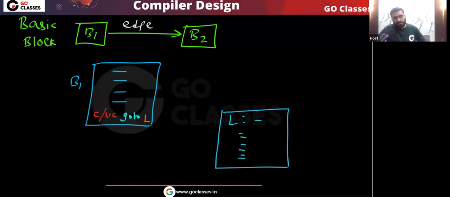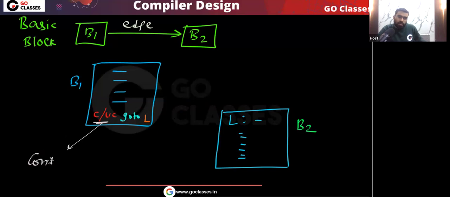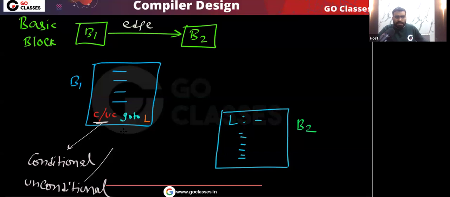Now tell me, will you put the edge from B1 to B2? This is your B2. Very simple. The last instruction of B1 is either a conditional go to L or an unconditional go to L. Then will you put an edge? Yes, definitely you will put an edge, agree with me. Because from the last instruction of B1 you can go to B2. It is possible to go from B1 to B2.